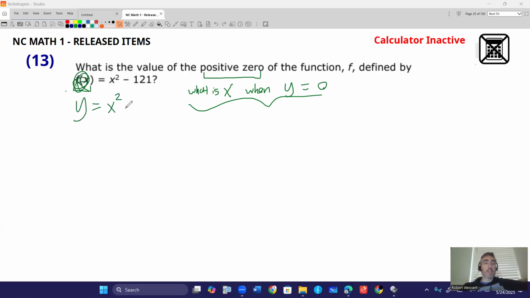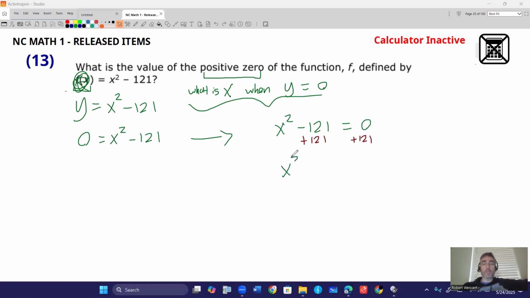Okay, so I can write this as y equals x squared minus 121. Now that I know y is 0, I can say 0 equals x squared minus 121. You are solving that equation. I'm going to move that over here and write it as x squared minus 121 equals 0 and get the x on the left side. Does it matter which side you put it on? Not at all. So how am I solving this for x? Well, I have to add 121 to both sides. And I'm going to get x squared equals 0 plus 121.